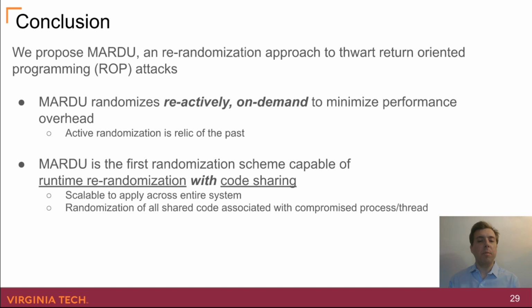So in summary, we proposed MARDU, a randomization defense aimed at addressing return-oriented programming attacks and its popular variants. MARDU is capable of defending against all known ROP attacks while also achieving good performance and scalability. MARDU does this by being an on-demand reactive randomization approach compared to past works that were active or static. Finally, MARDU is the first randomization scheme capable of supporting runtime re-randomization and shared code, giving MARDU the scalability to protect code across multiple processes.